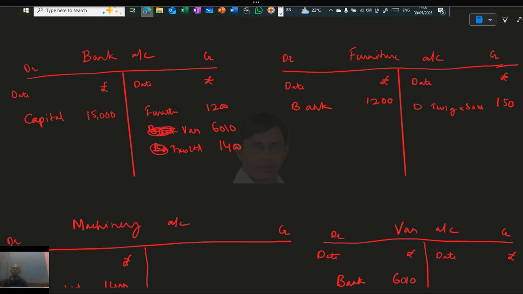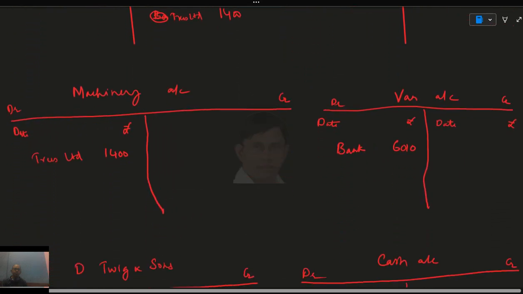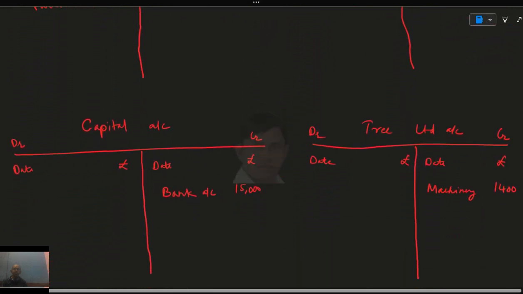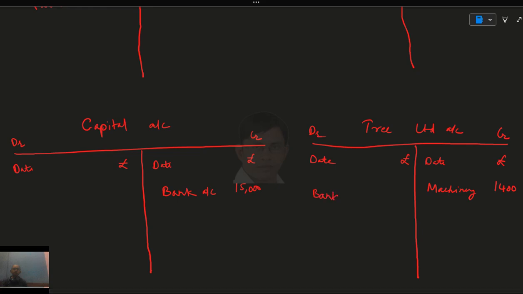So van. So how much money have we paid? 6,010 to purchase the van, and we have paid 1400 to Trees Limited from the bank account. So the asset is coming down. The bank balance is coming down by 1400. Trees Limited, we bought on credit earlier, so now we are paying off 1400.